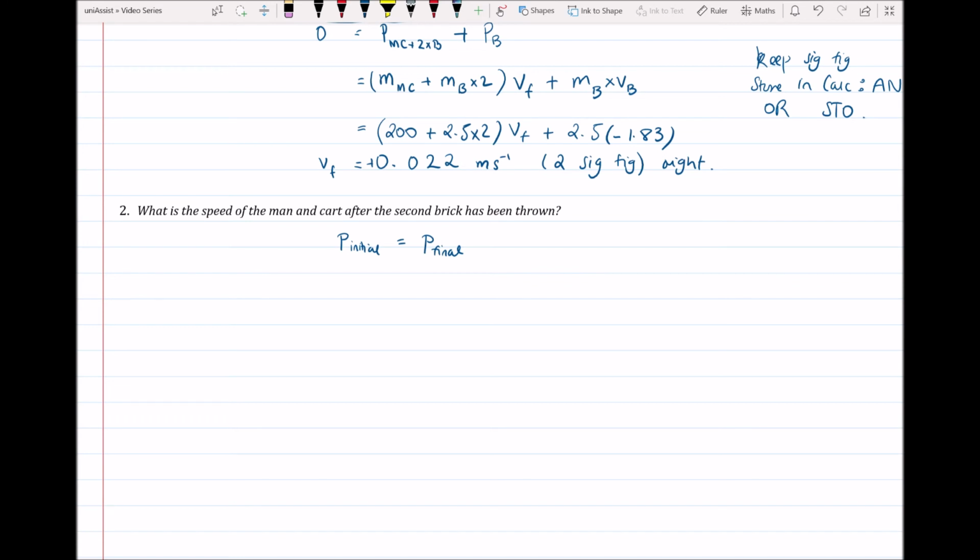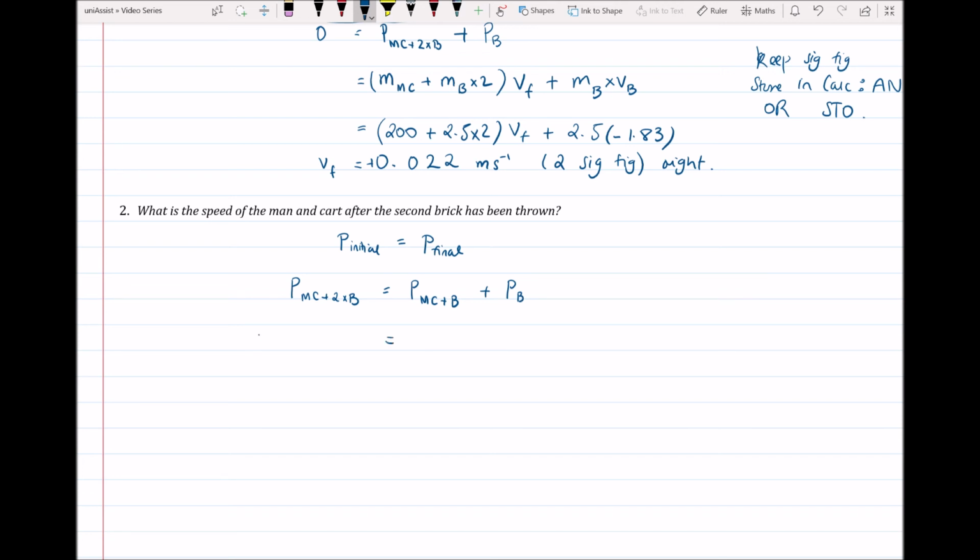Second question is, what is the speed of the man in the cart after the second brick has been thrown? So I've written our conservation of momentum equation here again, which is important to remember. So it's P initial is equal to P final. So it's equal to the momentum of the man cart system plus the 2 bricks that we had on the cart. And our final momentum is the momentum of the man cart plus 1 brick plus the momentum of the brick that he threw out, the second brick that he threw out.